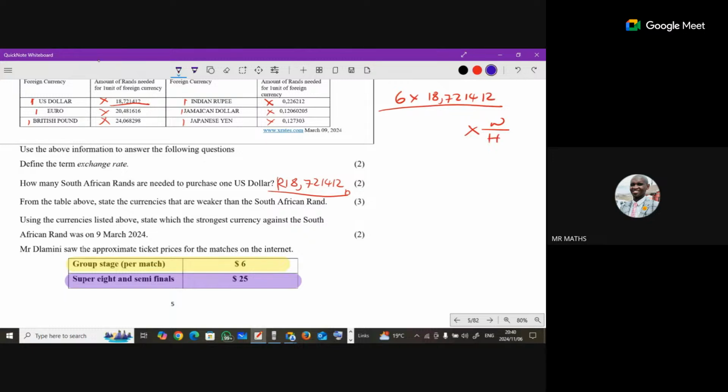So you can take that 6 and say, okay, what do I want? I know that each dollar here is given as 1, and this one is given as 18 point something. So I will multiply with what I want. What I want is 18.721412 according to the table. And what I have is 1 according to the table. So which will give you the same answer. So what are you getting?